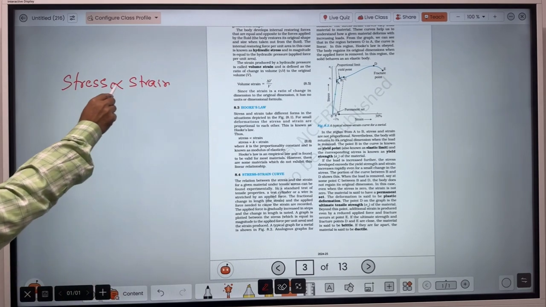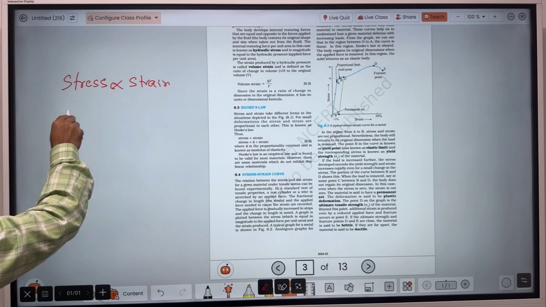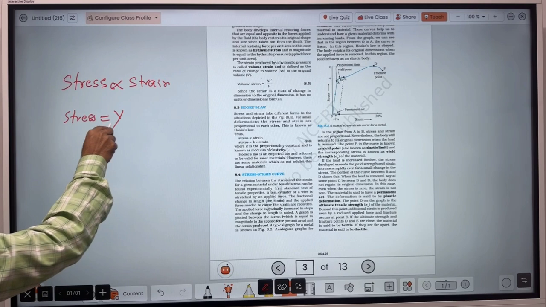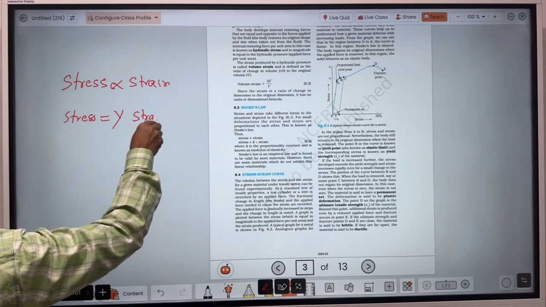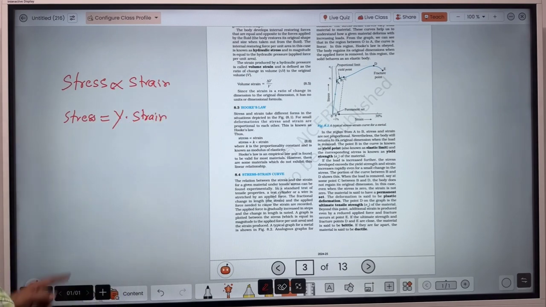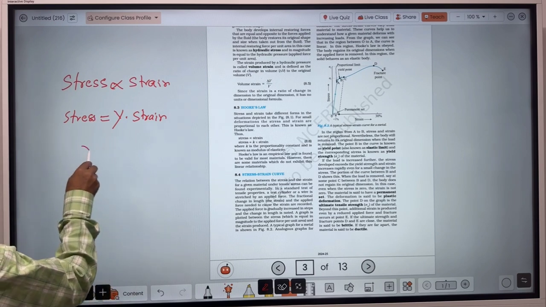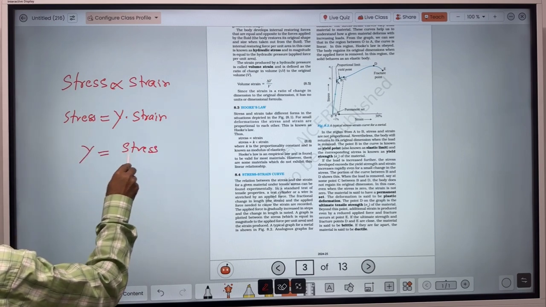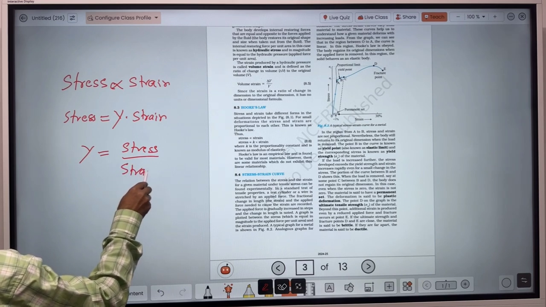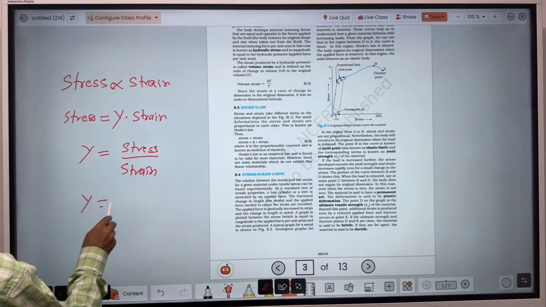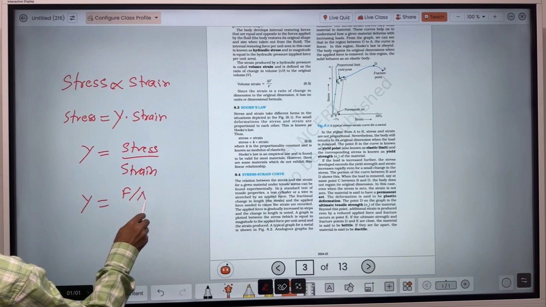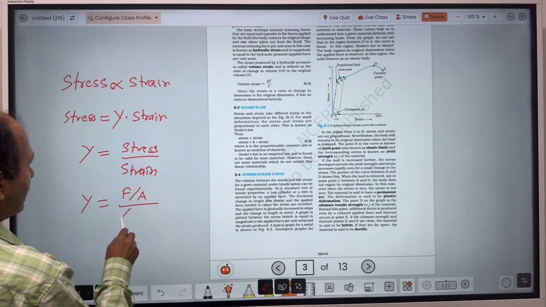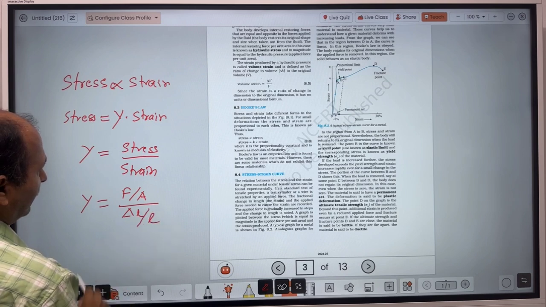Right? So there must be a constant for making it equal. So stress equal to a constant, say Y, into strain. And here Y is Young's modulus, from where we write stress upon strain equal to Young's modulus, and stress is force upon area divided by, here we are taking longitudinal strain, so delta L divided by L.